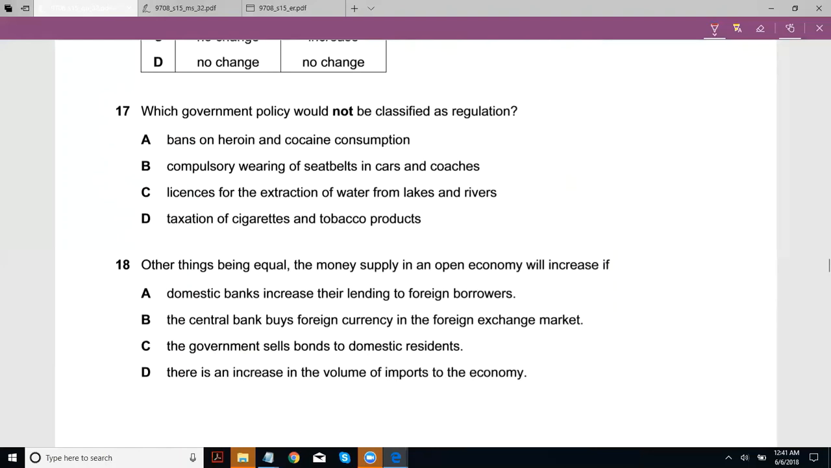Which government policy would not be classified as regulation? Bans, well, I'm sure bans classify as regulation. Compulsory wearing of, well, if it's compulsory, you are regulating. Licenses for the extraction of water, well, licenses are also regulation. Then I guess taxes are not a form of regulation, one would say. Do you agree with that?